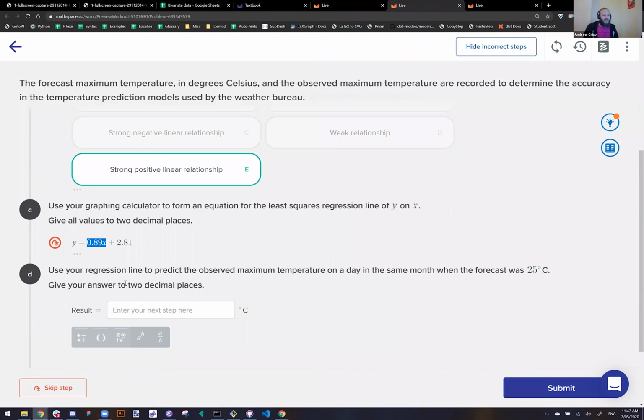Okay, y equals 0.89x plus 2.81. Remember back when I was first describing this problem, I said that the ideal case would be the line y equals x.